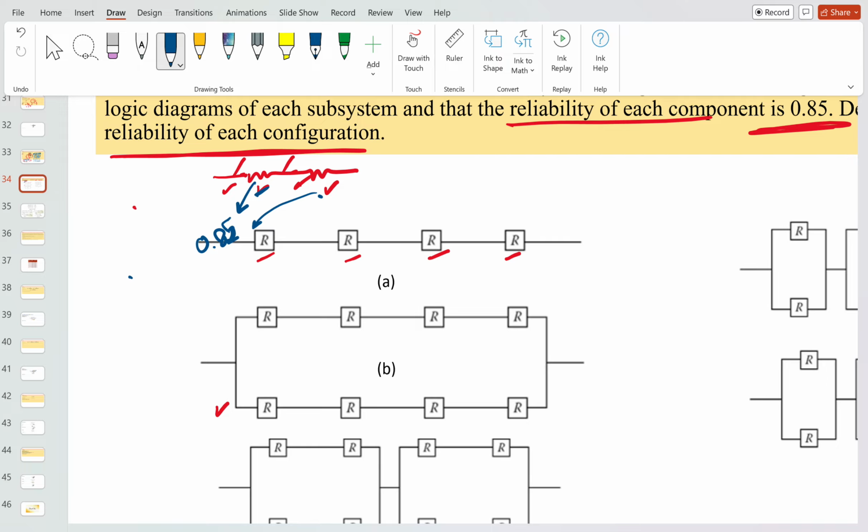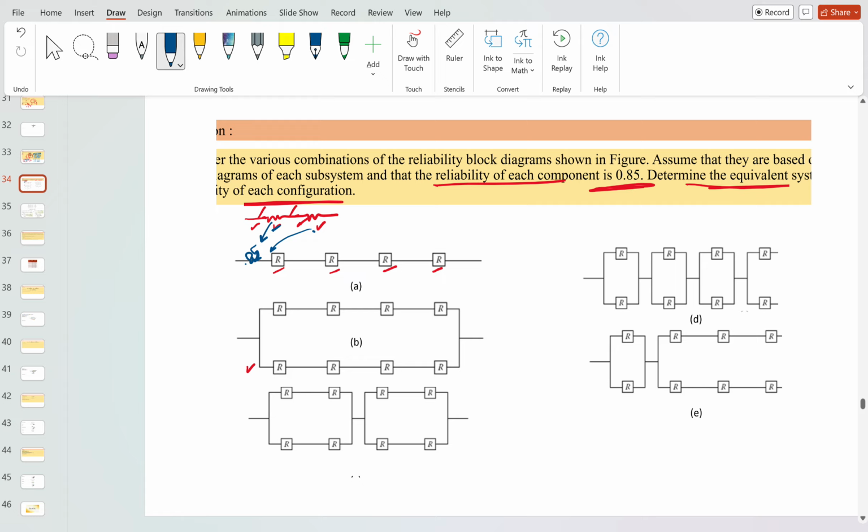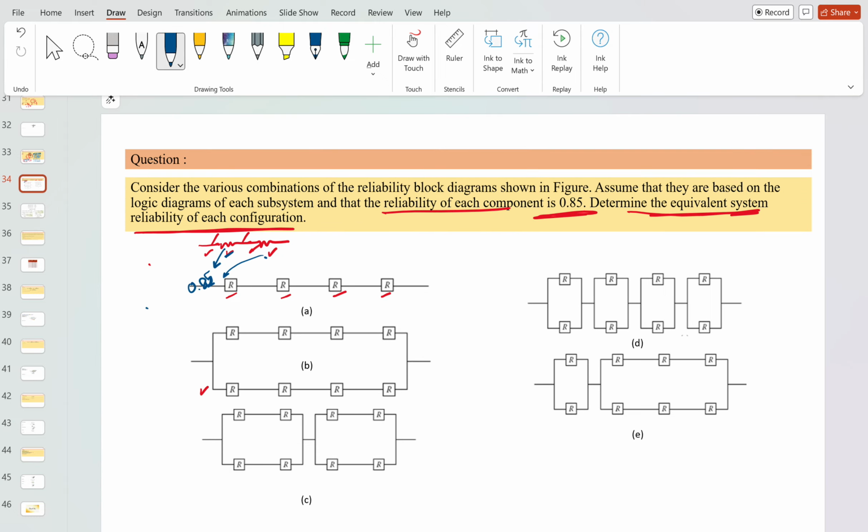Are you getting my point? Because the intended operation of the first unit is also dependent upon the second unit. That's why when two components are connected in series, the reliability will drop down. You cannot drop the reliability by just adding. You can drop the reliability by multiplying. So this is the kind of operation it is.